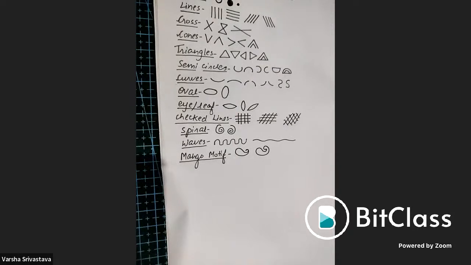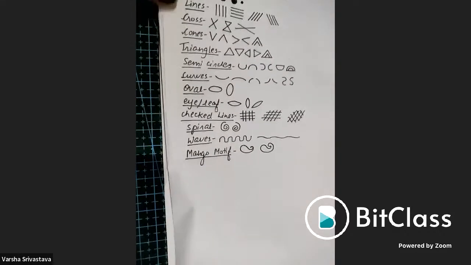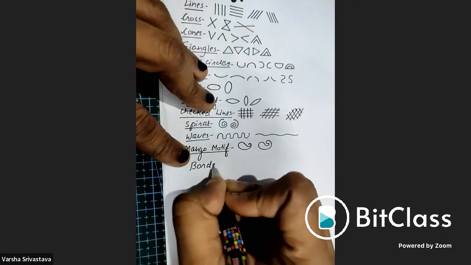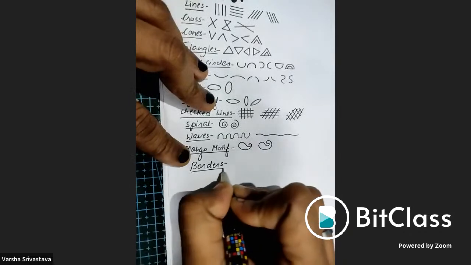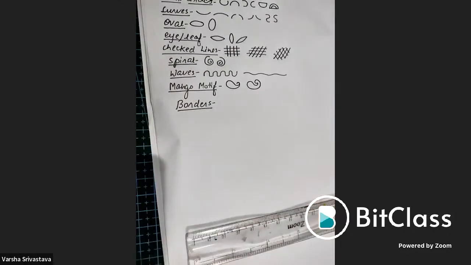So I am done with the basic shapes. Now we will be proceeding with the basic border. I'm just writing borders over here, and for that you require the scale. We will be making different borders and different patterns as well in one border.